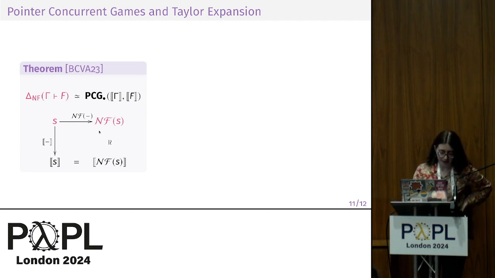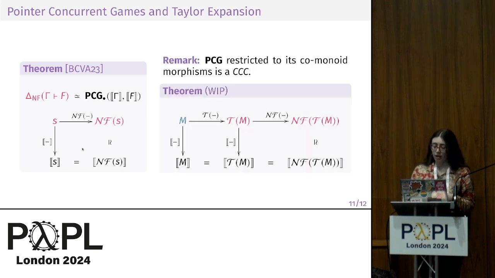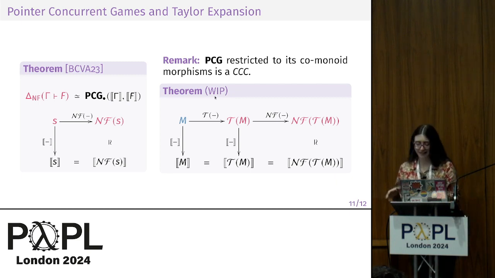And so we have this nice diagram commuting where you have a resource term, and if you normalize them, you still get the same interpretation. And also using this categorical structure that I didn't have time to talk about, if you restrict it to only its comonoid morphisms, then you get a Cartesian closed category. And it is known that if you have a Cartesian closed category, then you can interpret lambda calculus, usual lambda calculus with it. So I wrote work in progress here, but it's mostly done. I mean, most of the proofs are done. It's just not properly written in LaTeX.